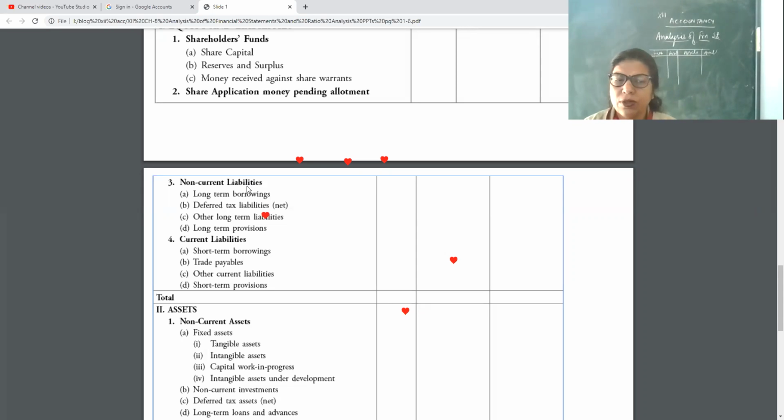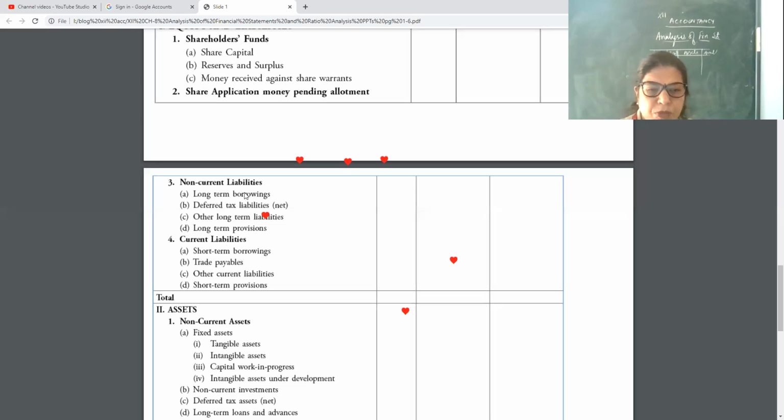Non-current liabilities, which are also known as debt. Non-current liabilities means the liabilities which are payable after 1 year. That's why it is known as long-term liabilities also. So non-current liabilities means long-term borrowings. You can see deferred tax liability that will not be in your books this year, other long-term liabilities and long-term provisions. Debentures are also part of it. Okay. If you have taken a bank loan for 1 year, that is a current liability. If that is for more than 1 year, that is a non-current liability.